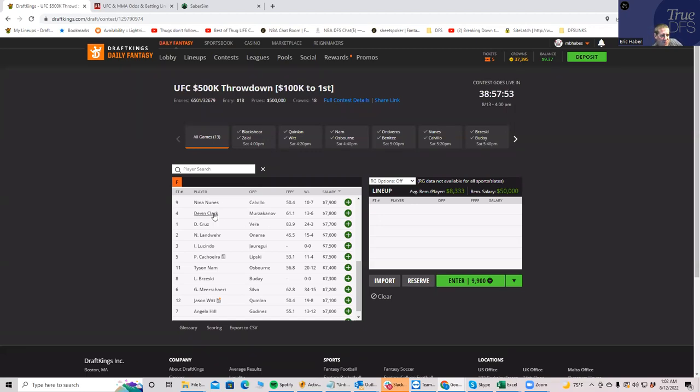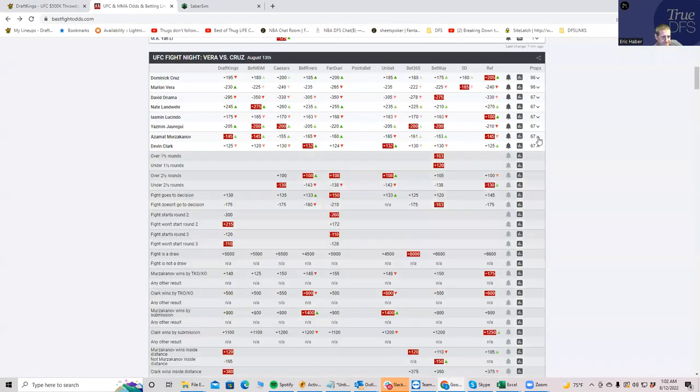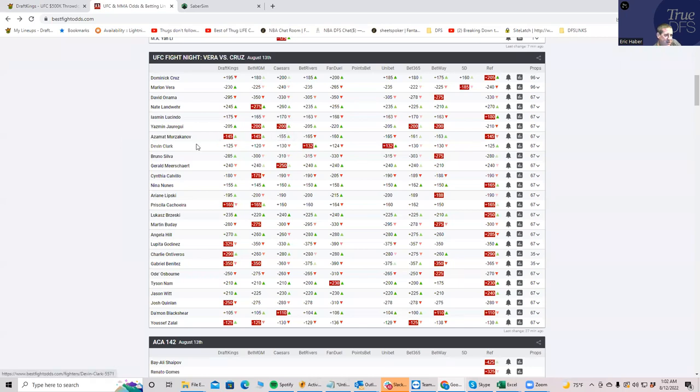So here's another underdog that I think is really, really live. As far as Mirzakhanov, let's take a look at his inside the distance prop. It's pretty good, actually. Plus 140 to win by TKO. That's not bad. He's plus 120 to win inside the distance. Is that much worse than some of these others we talked about? No, I don't think so. So I think this fight could be kind of a sneaky key fight here. And we'll get back to that in a minute.